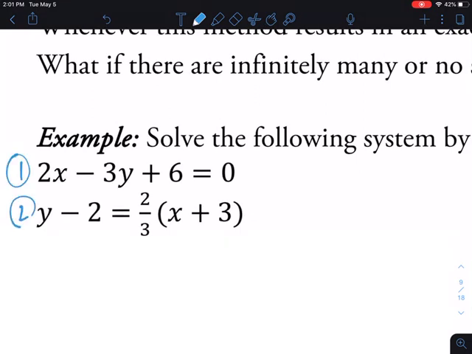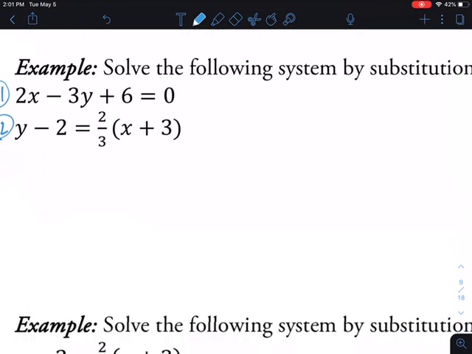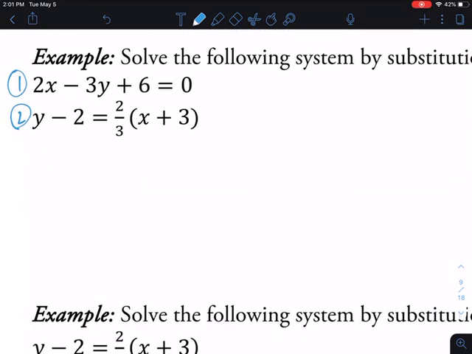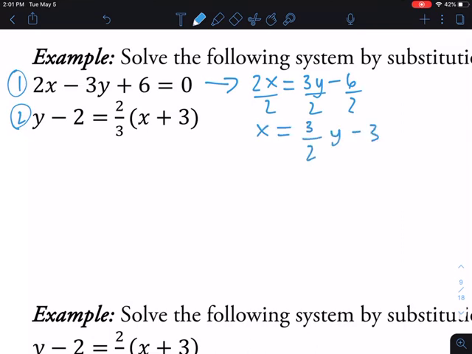Okay, equation 1, equation 2. When I did this example in my own notes, I picked equation 1 to modify, and I solved for x. So I moved everything over to get 2x equals 3y minus 6, and then I divided everything by 2, which gave me that x is equal to 3/2 y minus 3. I know there's some fractions, but life will go on. I promise we're going to be okay.